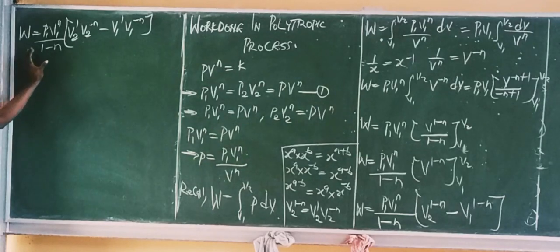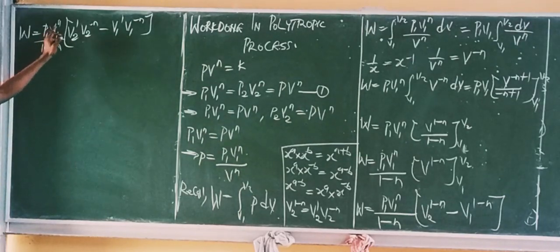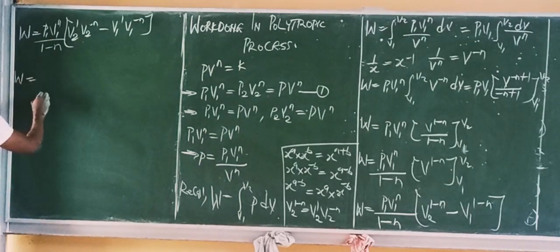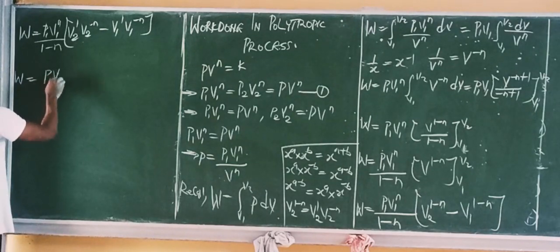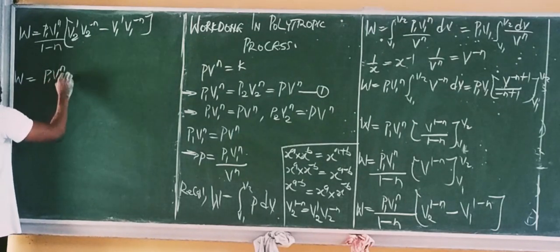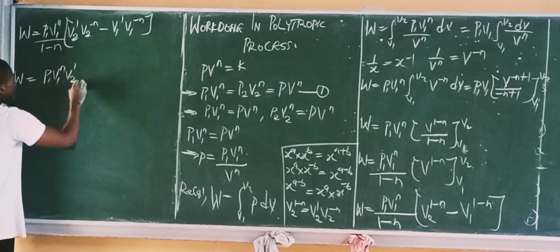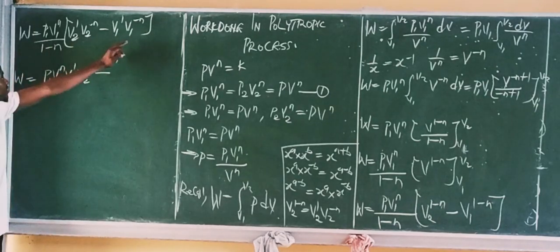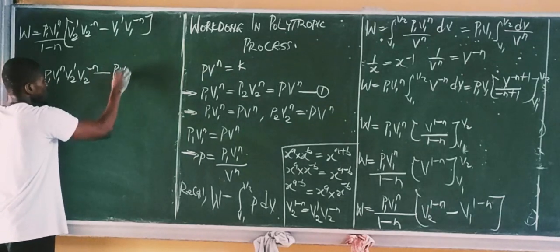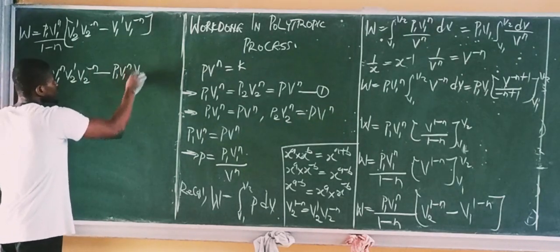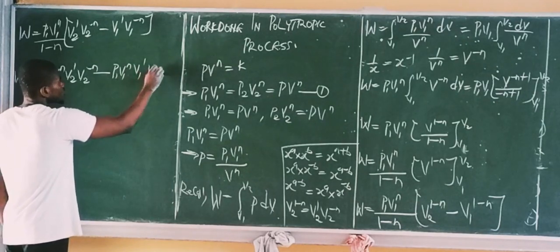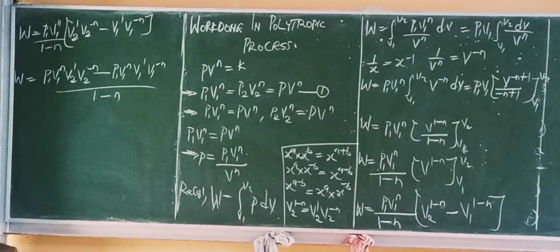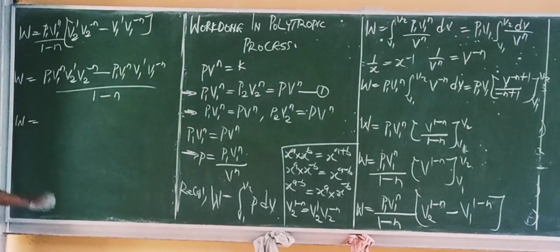Okay, so let's now expand this bracket with p1 v1 to the power of n. Let's expand this bracket and see what we're going to have. We'll get that work done is equal to p1 v1 to the power of n times v2 to the power of 1 times v2 to the power of minus n minus p1 v1 to the power of n times v1 to the power of 1 times v1 to the power of minus n, all over 1 minus n. So I have this. Okay, so work done is now equal to, please take note.